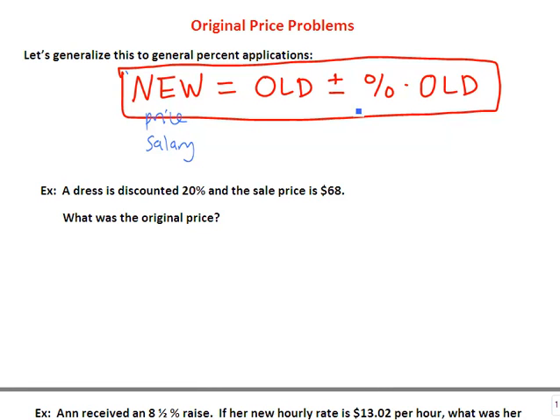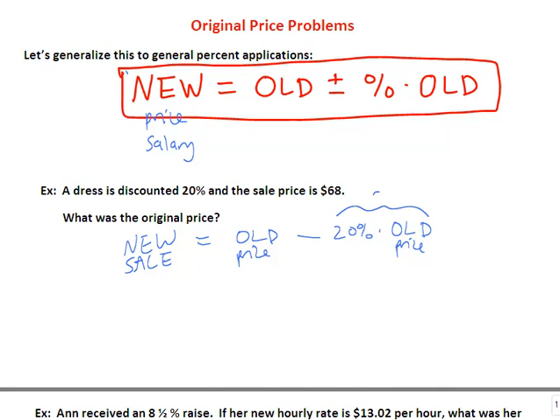So if we think about this, our new or sale price is calculated by taking the old price minus our 20% discount, which we calculate by taking 20% of the old price. So here is our generalization in action. We have our new price over here. We start with our old price. We're subtracting our 20% discount. So this quantity right here is the discount.